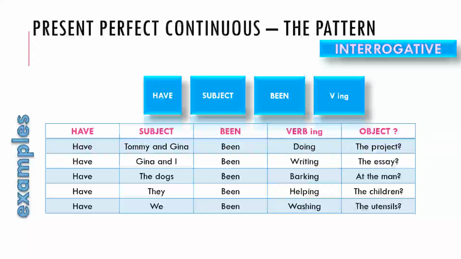Okay, so just remember like this. All auxiliary verbs have to be put at the beginning of the sentence for interrogative, and it is not only applied in the present perfect continuous, but it can also be applied to any form of the tense.